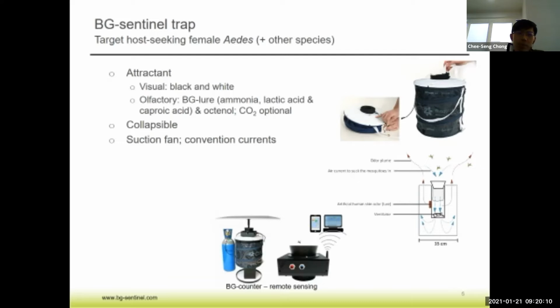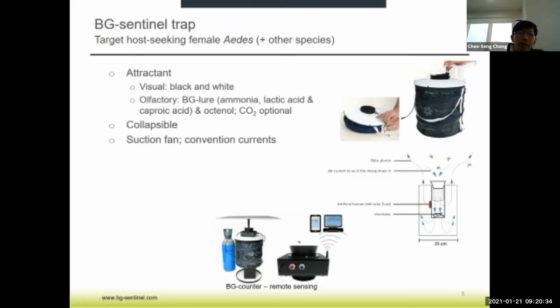What's nice about this trap is that it's very collapsible. As you can see in the image here, you can collapse the entire trap, put it in a bag and just carry it along. Once you reach a particular location, you can deploy the full trap. There's a spring inside and it just bounces up, so that you have a full trap that is ready for collection.